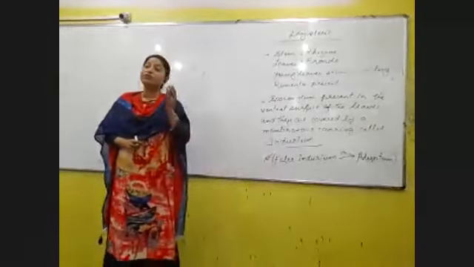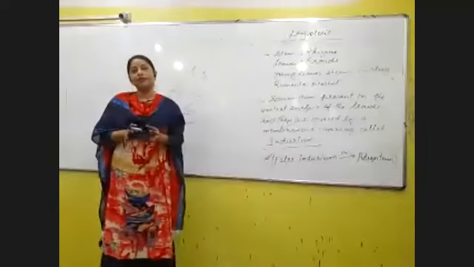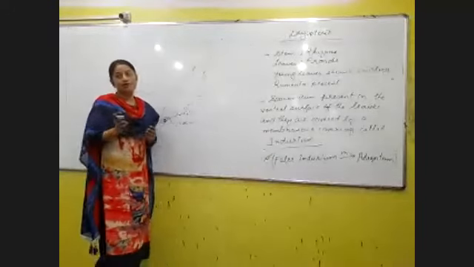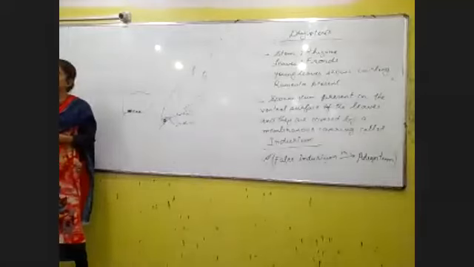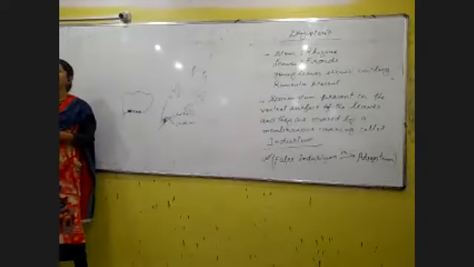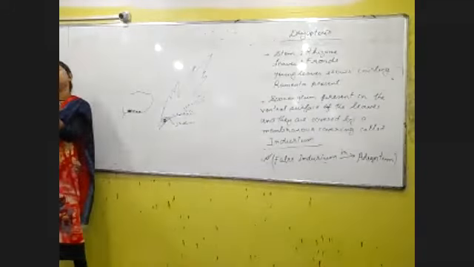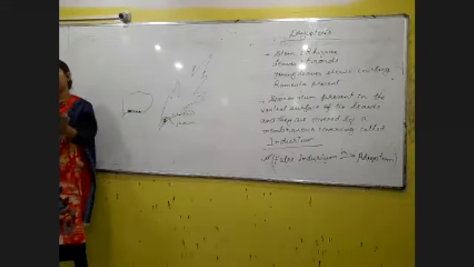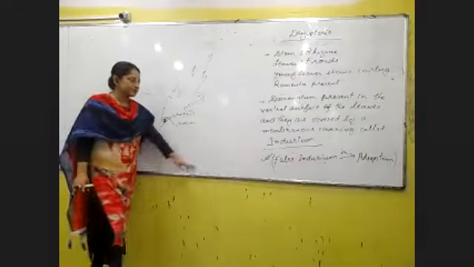Indusium is something that is already present in and around the sporangium, right? That is a covering. False indusium is also a covering. You know who forms the covering? The edge of the leaf turns and forms the covering. So that's what is called false indusium.